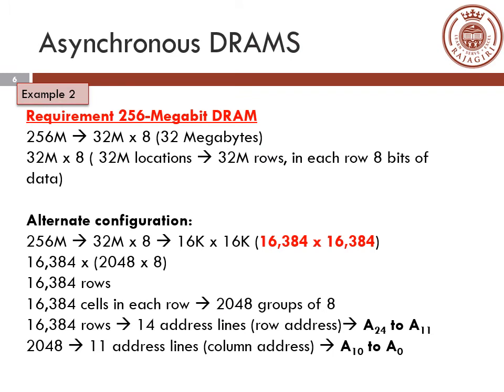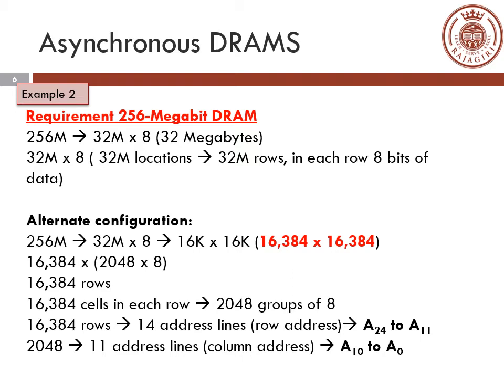Now our requirement is to make a 256 megabits of DRAM. So this 256 megabits can be written as 32 megabytes. So you are supposed to have 32 locations, and since we want to have a square structure, a physical structure, you are going to make it as 16k into 16k. So 16k rows and 16k columns.